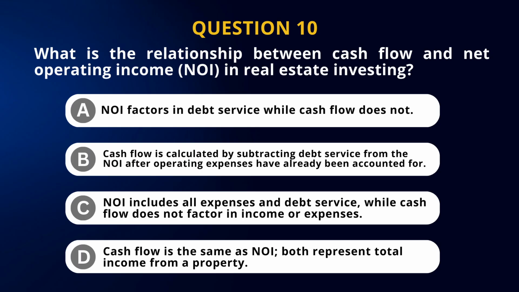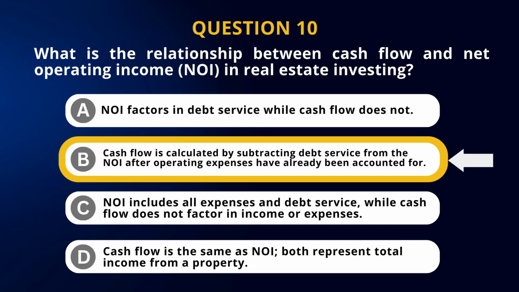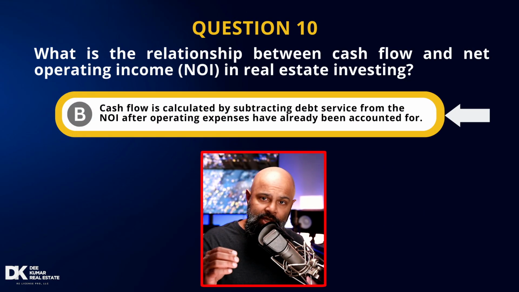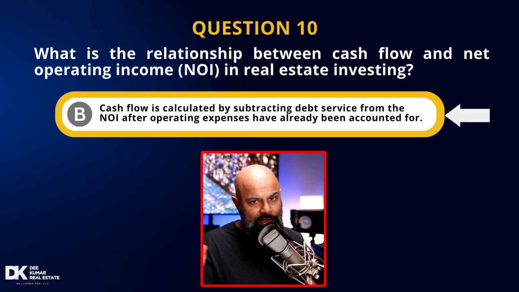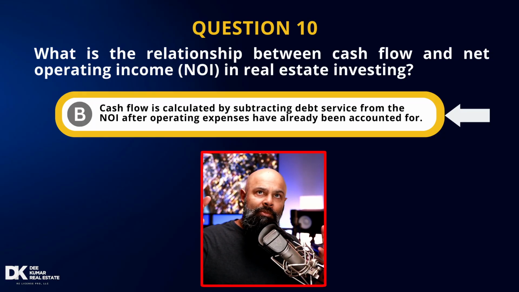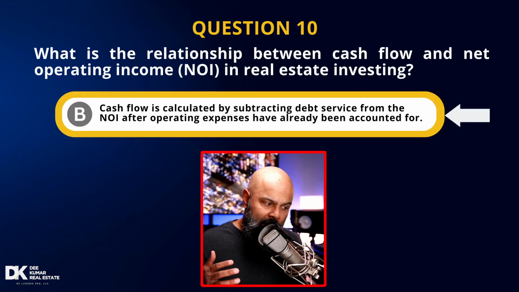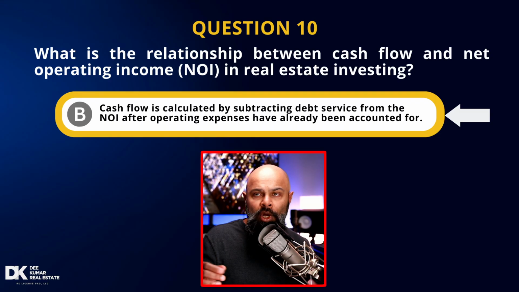And the answer? Letter B. Cash flow is calculated by subtracting debt service from the NOI after operating expenses have already been accounted for. And understanding the relationship between cash flow and operating income, NOI, the net operating income, and also understanding what is an operating expense versus what is debt service in terms of expenses. And those are some of the fundamental nuances that you want to understand about the income capitalization approach. It's going to help you. So you definitely want to know.